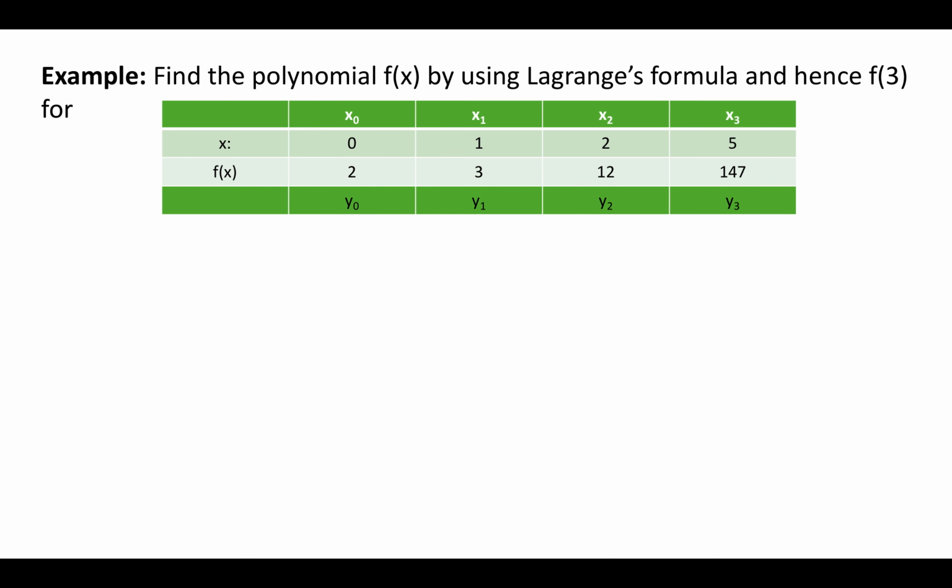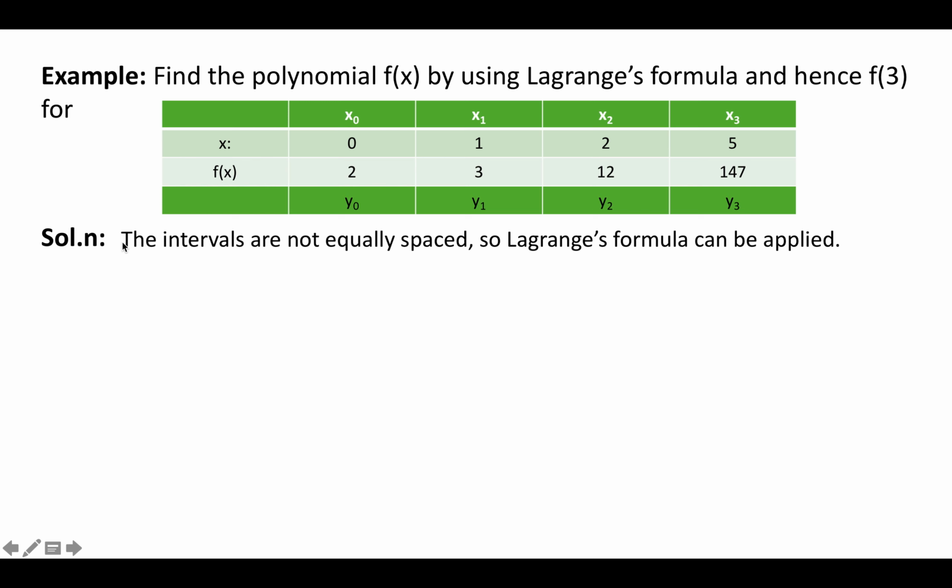Now let us consider an example: find the polynomial f(x) by using the Lagrangian formula and hence find f(3) for a given set of data. Values of x and f(x) are given: 0, 1, 2, 3, 5 are the values of x, and 2, 3, 12, 147 respectively are the values of f(x). For better understanding, I have denoted these values as x0, x1, x2, x3 and corresponding y0, y1, y2 and y3.